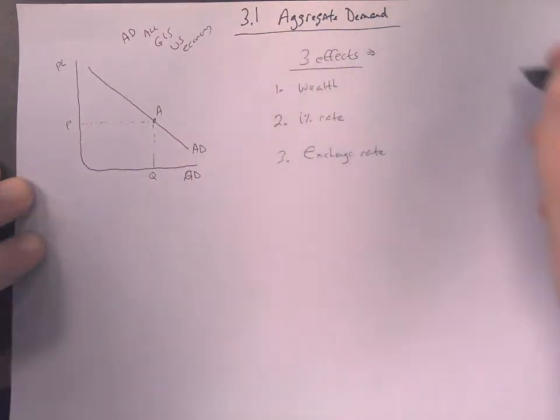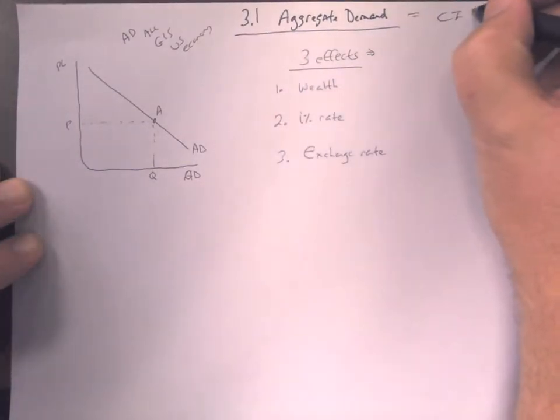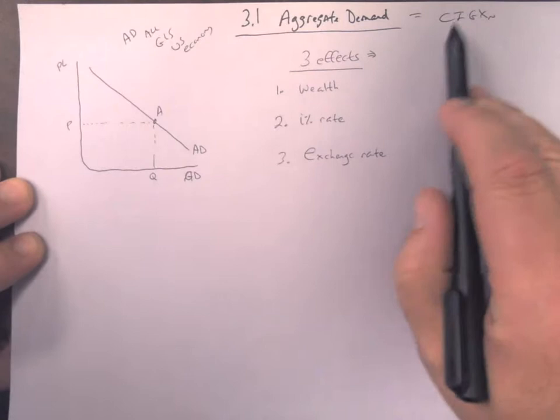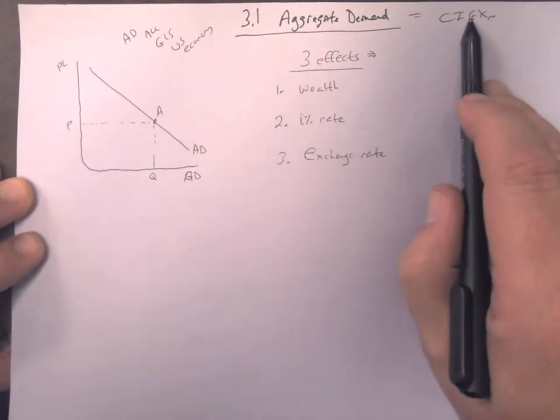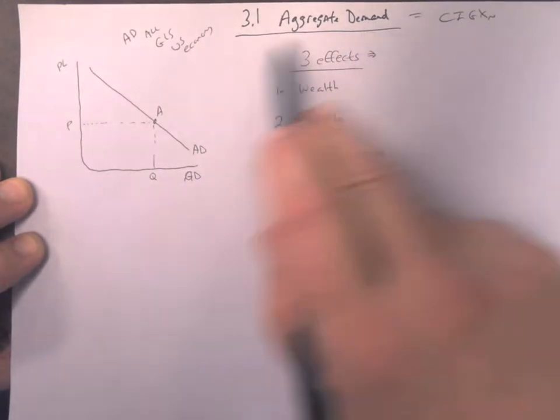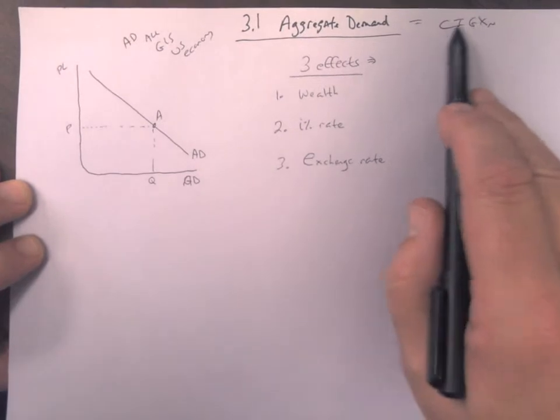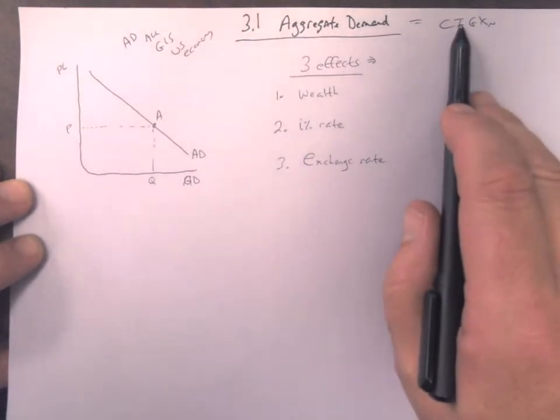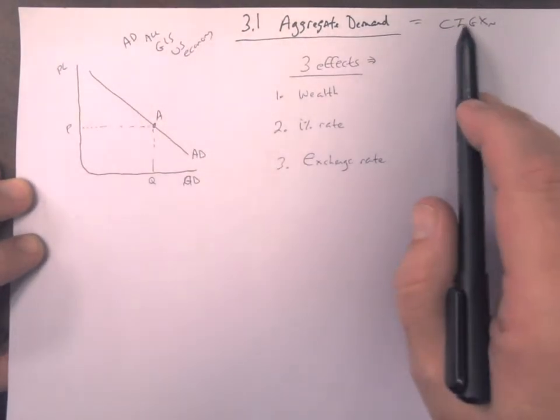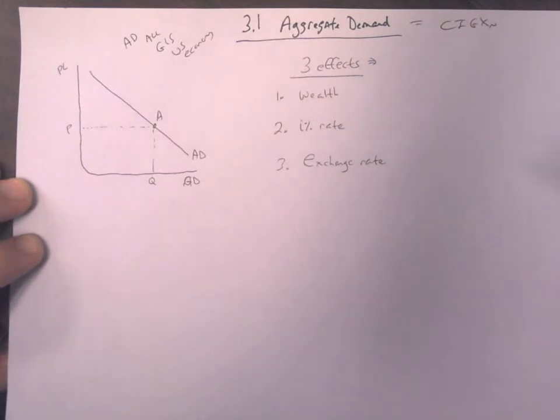So aggregate demand, if we add up all of our SIG-X, our consumption, investment, government spending, and net exports, that would be all the things that are purchased or wanted to be purchased, as in quantity, in all of an economy. And we always look at things from the point of view of the United States.